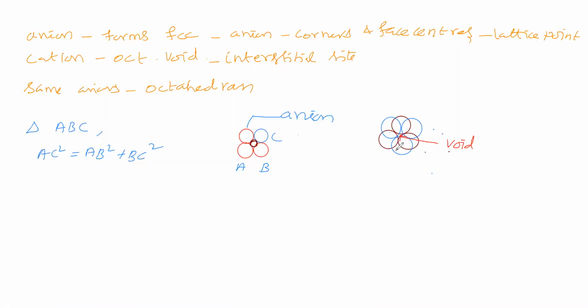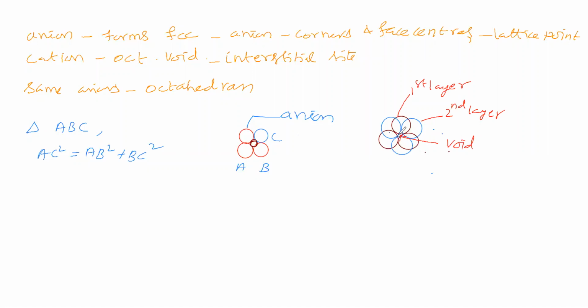3 spheres. So this blue color is representing, suppose, the second layer, and this brown color is representing the first layer. This brown color is the first layer, this blue color is the second layer. Now between this first layer and second layer, a void is created. What is the name of this void?